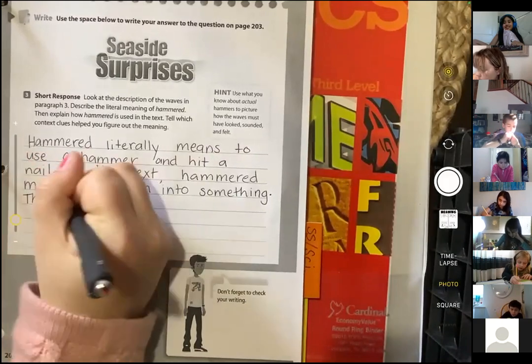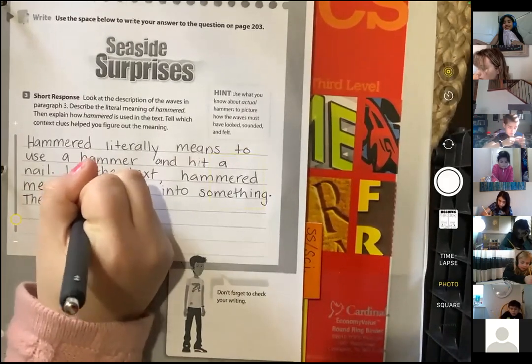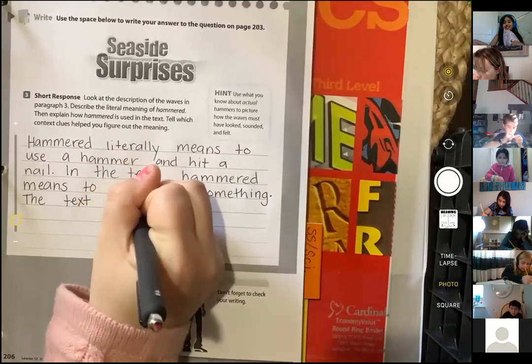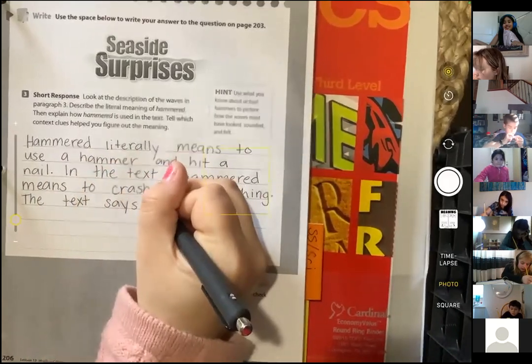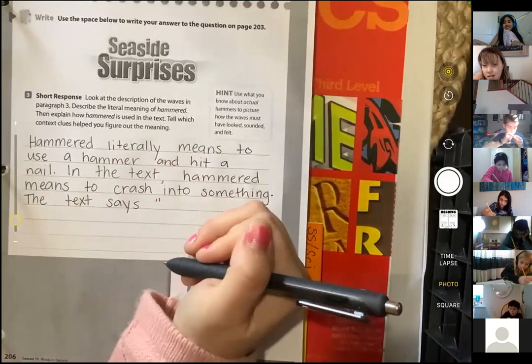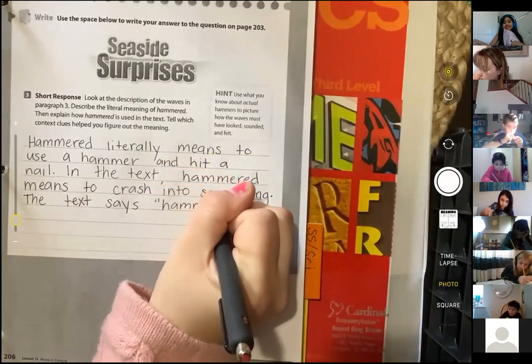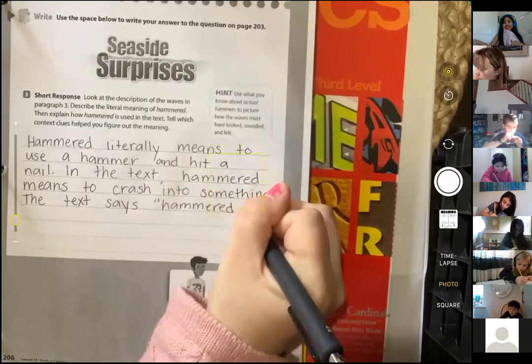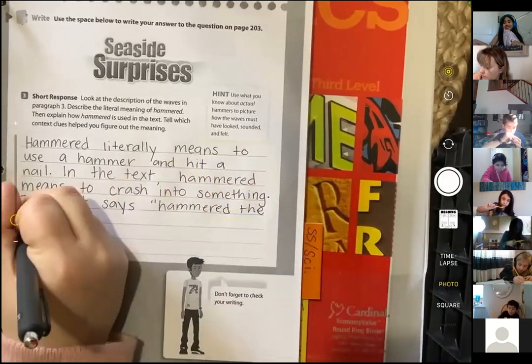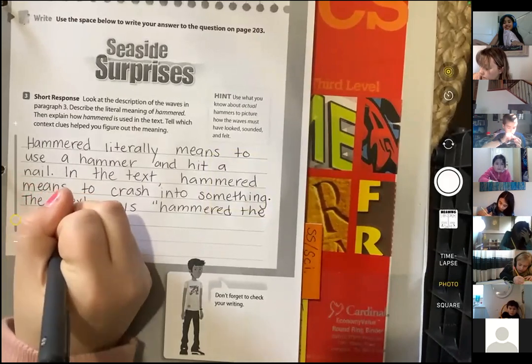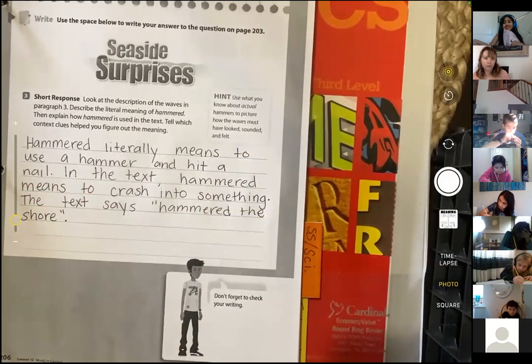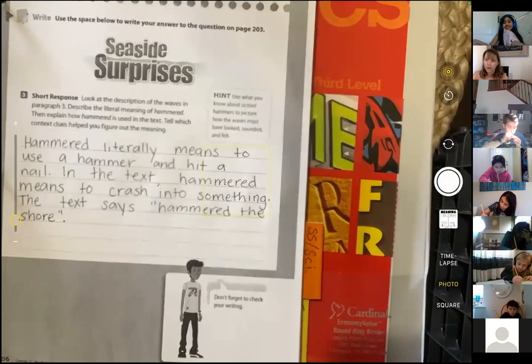The text says, and I'm going to put it in quotes because I'm taking straight from the text, "hammered the shore." Because that's our clue. It actually said going into the shore.